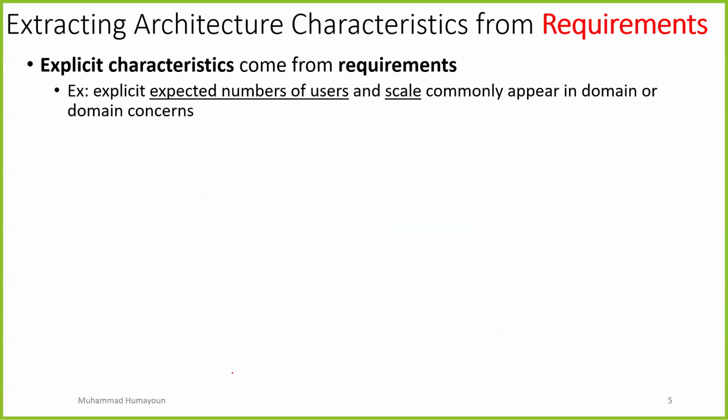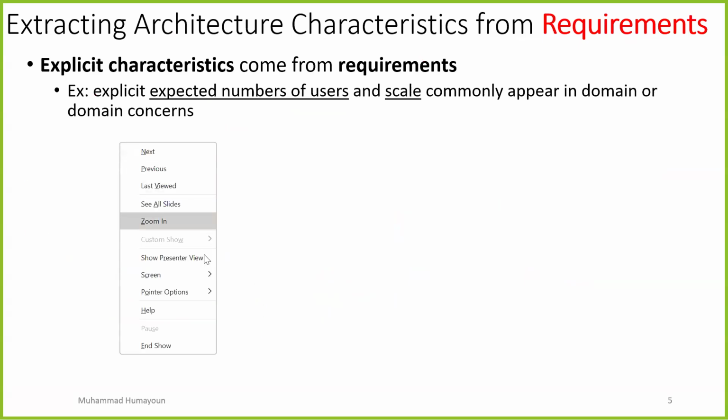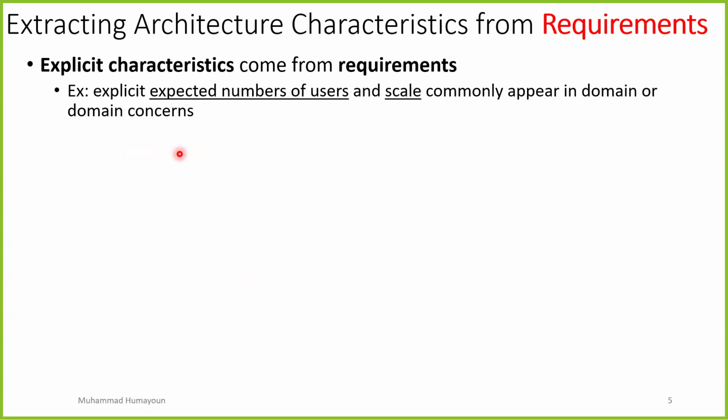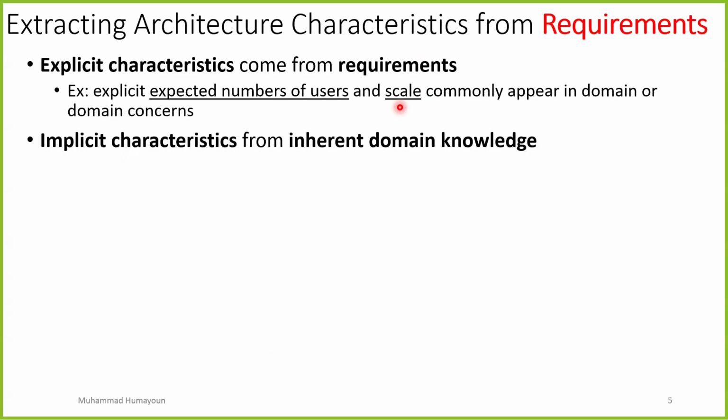Then comes the requirements. You got your requirement documents, and in those requirement documents, some characteristics are explicitly mentioned. For instance, your stakeholders already know that they expect a number of users, and they expect that your software should scale. So that is something you have to think about because it is mentioned directly in your requirements. So you have to pick those.